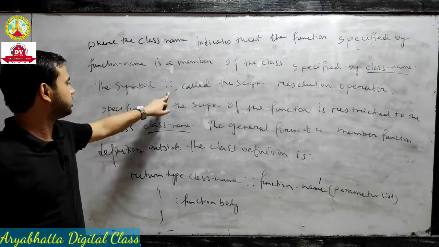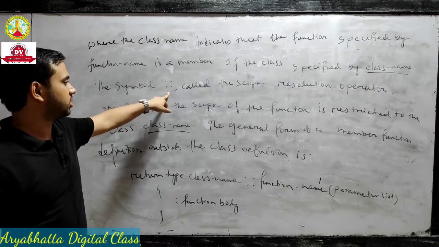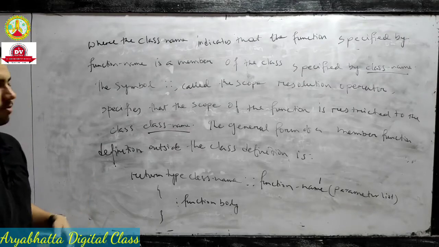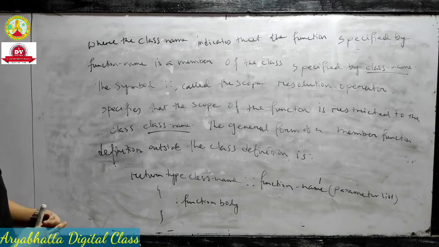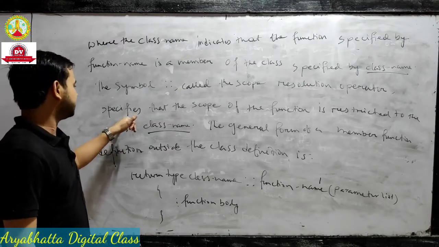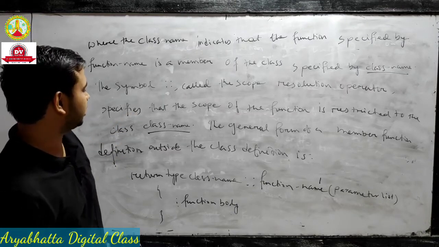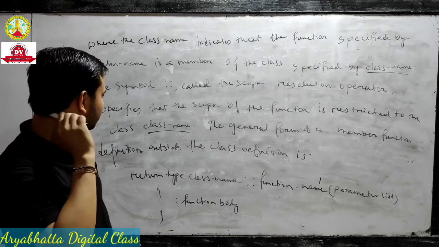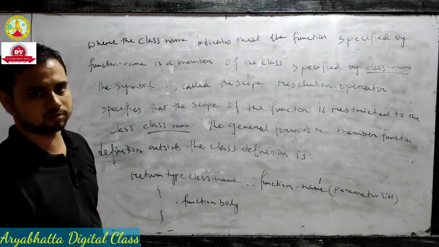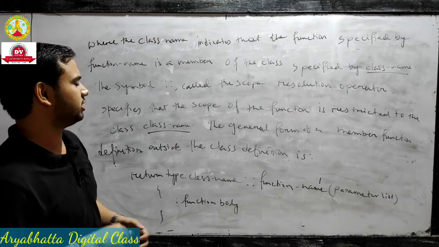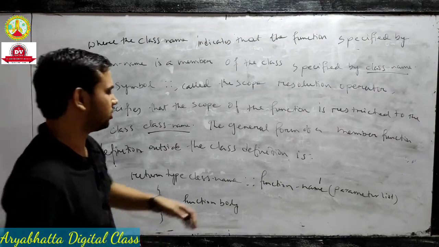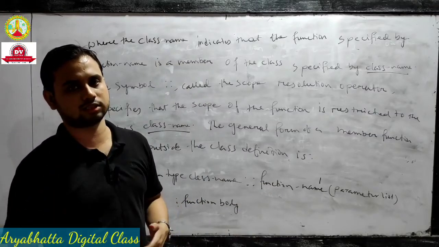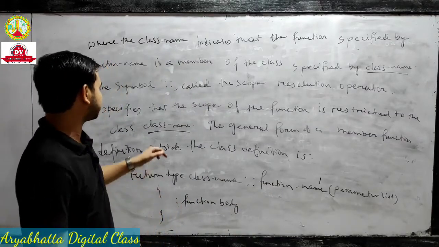The symbol :: is called the scope resolution operator. This means one with respect to another is linking. Okay, link to one another. How it links is it specifies that the scope of the function is restricted to the class name. Means the function is under the class name. Okay, under the class. That one is restricted. Function is not independent here. Function is dependent upon the class. That is why it is restricted to the class name.